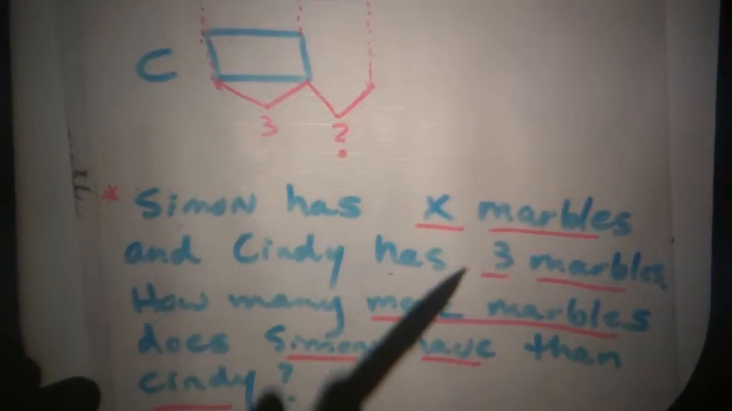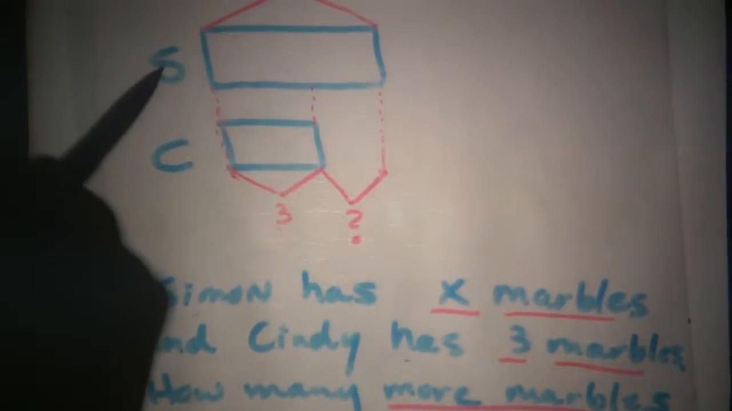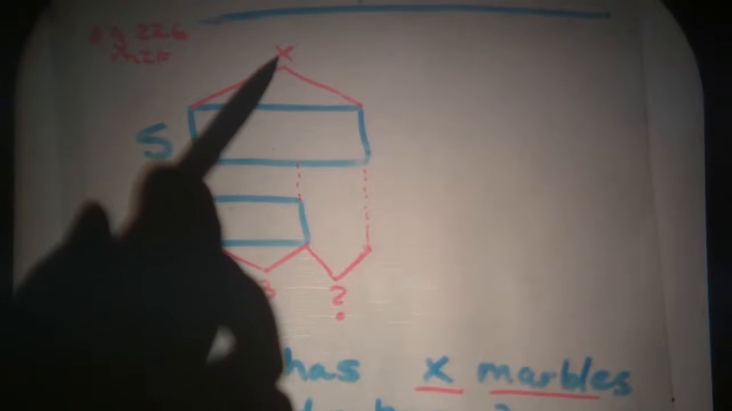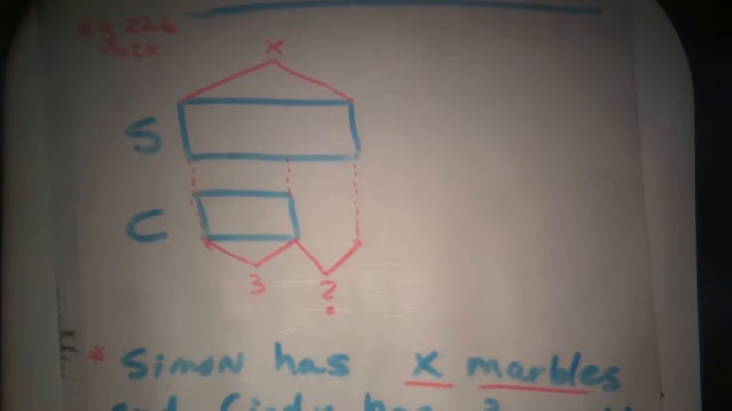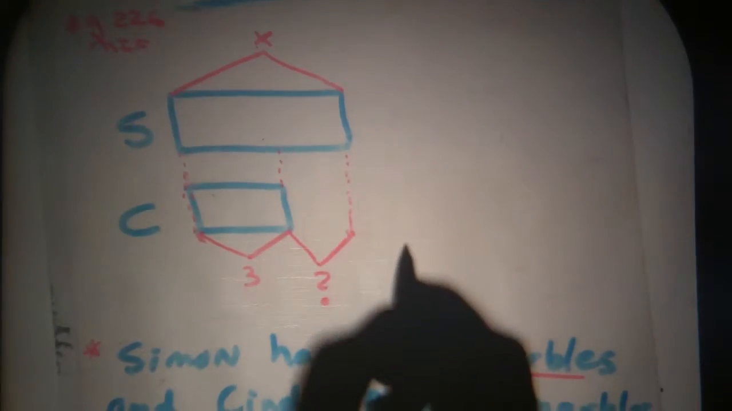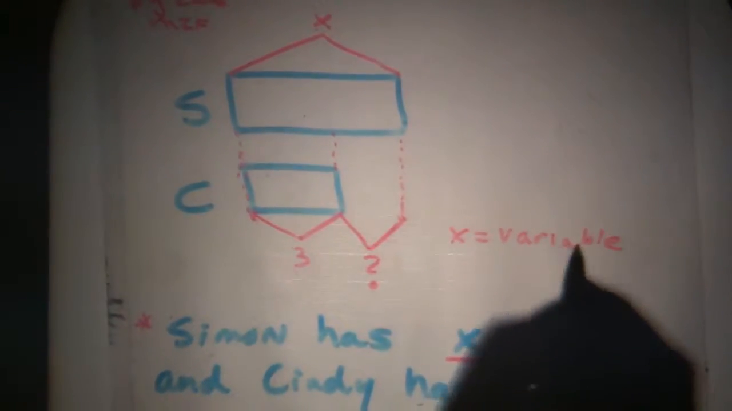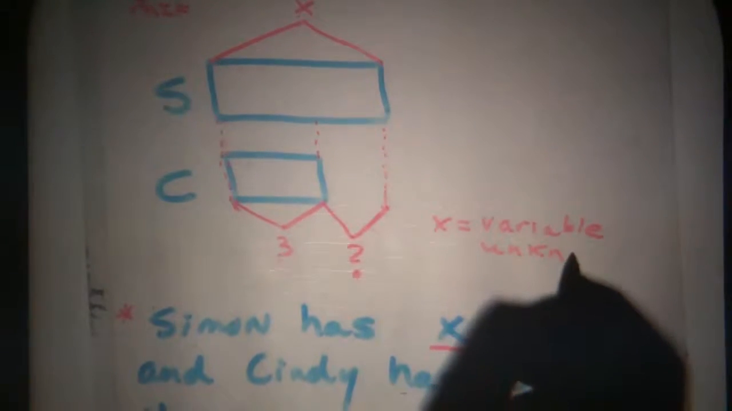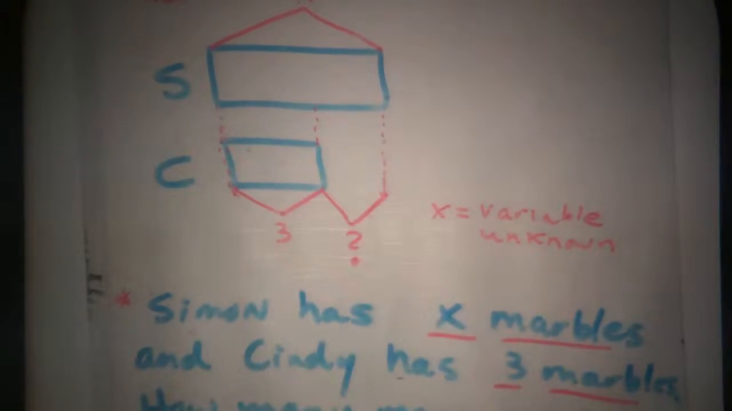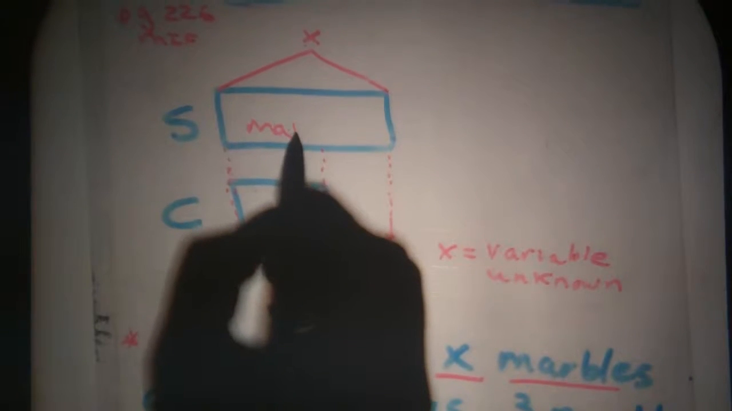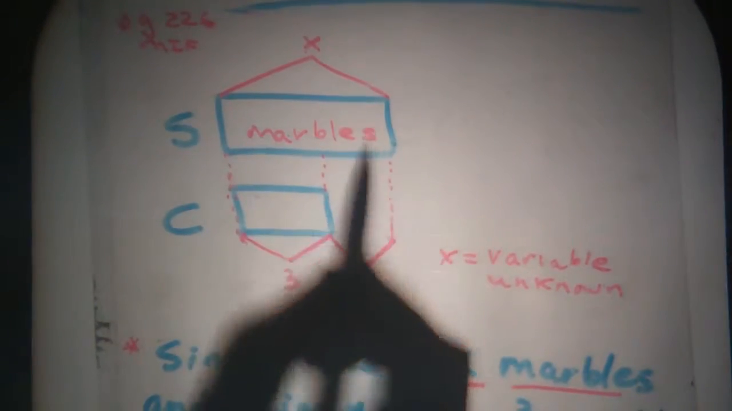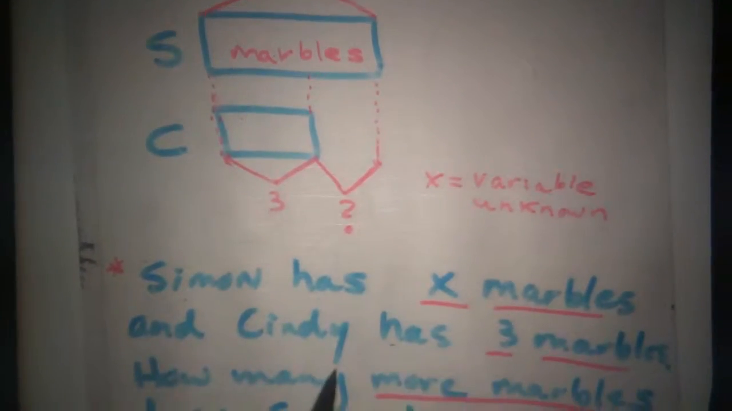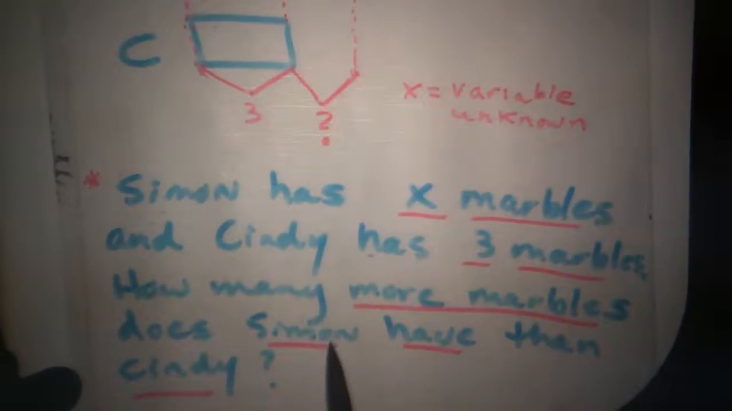So again, Simon has X number. So I have S here for Simon. I just made a box and labeled that X. It's unknown. X is my variable. X is the unknown. I don't know how many marbles he has. These are his marbles. How many? Who knows? But we do know that Cindy has 3 marbles.